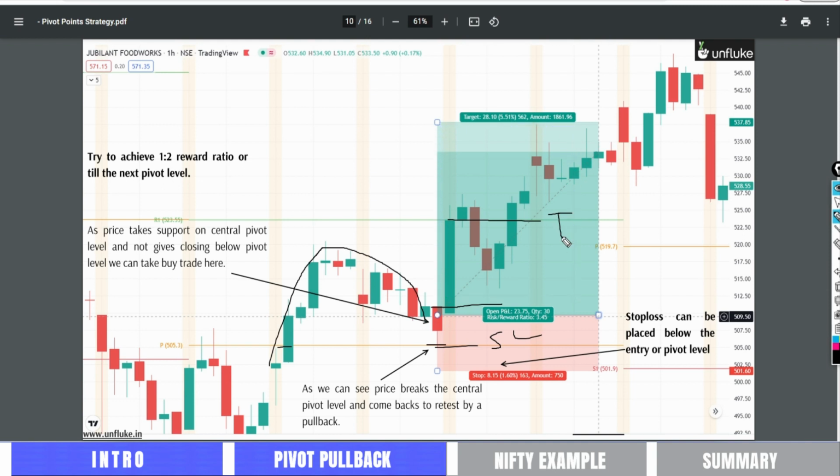So this is how I would trade the pivot point strategy. And I've shown you on different time frames, on 15 minutes, 30 minutes, and 1 hour. It works well on different time frames. So this is how the pullback strategy works. Let's see the example live also on Nifty now.